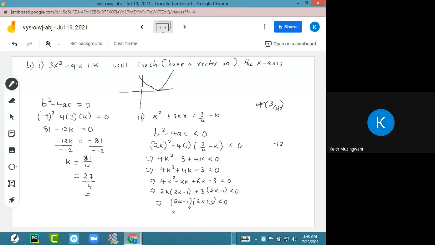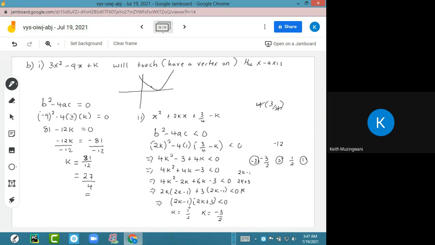So k is 1 over 2, k is negative 3 over 2. So we have negative 3 over 2, we also have 1 over 2, and 0 is in between. 1 is bigger and negative 3 is less than any. So we get 2k minus 1 and we also get 2k plus 3.